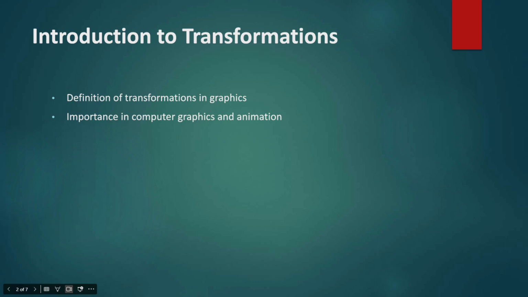In graphics, transformations refer to the processes of altering the position, orientation, size, or shape of objects. These changes are typically applied to points, lines, or polygons in the coordinate system. There are several types of transformation commonly used in computer graphics.